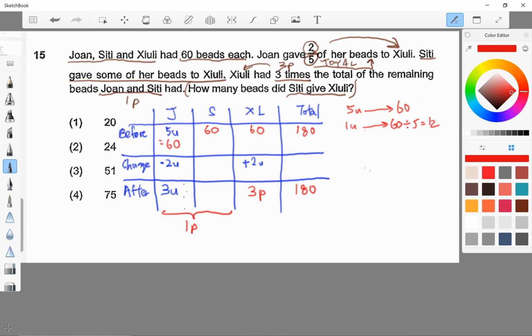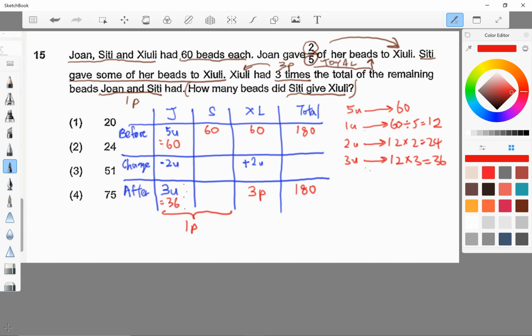And this means that for the 2 units that was given to Siu Li, okay, whereby Joan gave 2/5 of her bits to Siu Li, Siu Li actually received 12 times 2, 24 bits. Okay, 24 bits. And it will indicate that in the end, Joan is left with 36 bits because 12 times 3 is 36. So eventually, Joan is left with 36 bits.